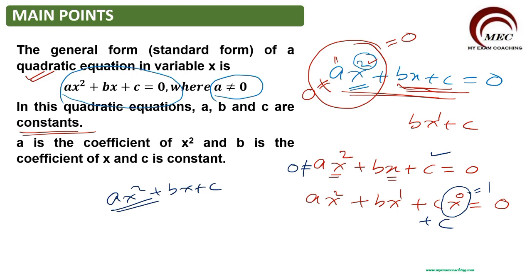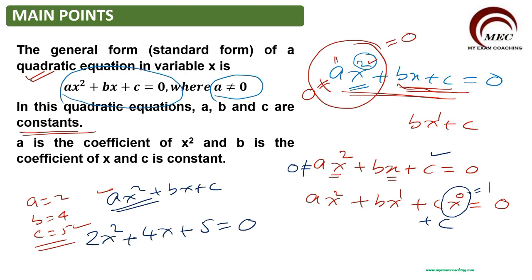So for example, I can tell you 2x square plus 4x plus 5 equal to 0. This is a general form of a quadratic equation. You can equate it with this equation. You will get a is equal to 2. Here bx is 4x, so b is equal to 4 and c is equal to 5. So these are the values of a, b, c.